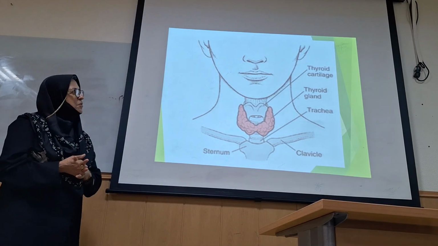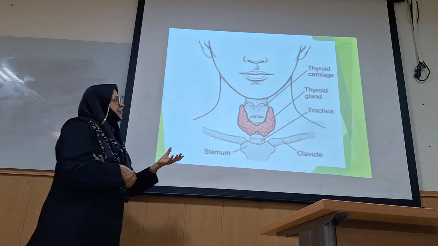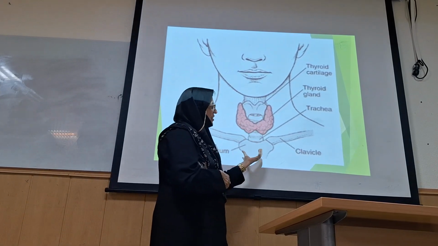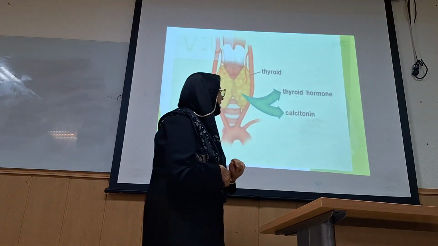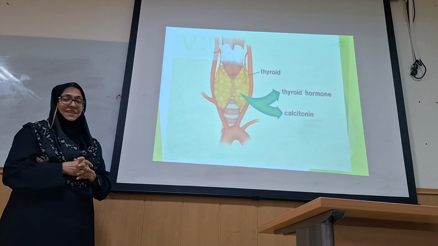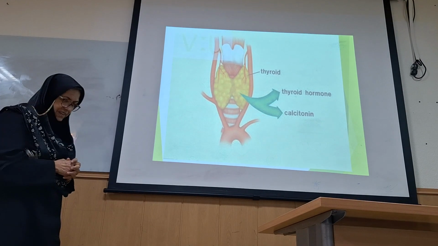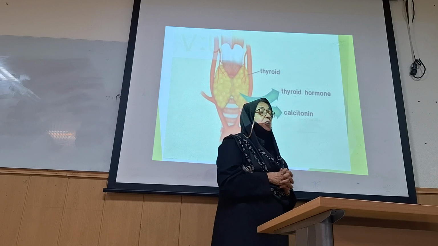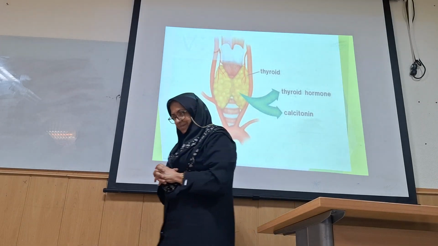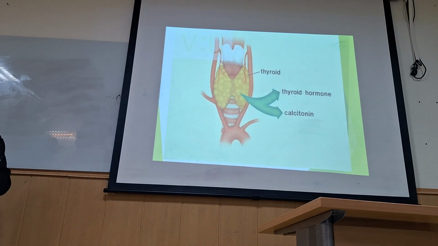This slide is the previous slide. You see in this slide, the thyroid gland is located around the neck. Okay? In this slide you see the thyroid gland, thyroid hormone, and calcitonin. You know the thyroid gland secretes thyroid hormones, but the thyroid gland also secretes calcitonin, and calcitonin is not a thyroid hormone. About calcitonin, Dr. Faqihi told you, okay?